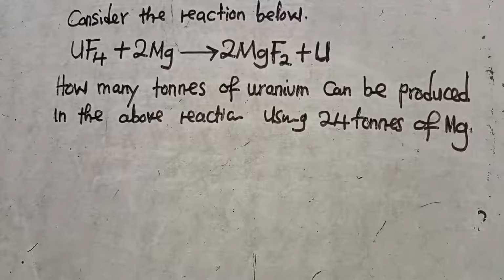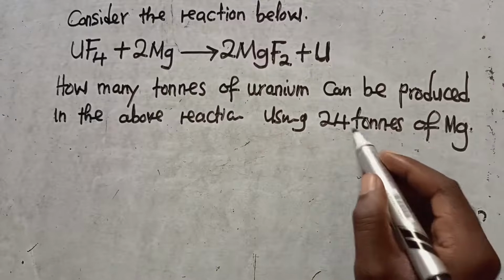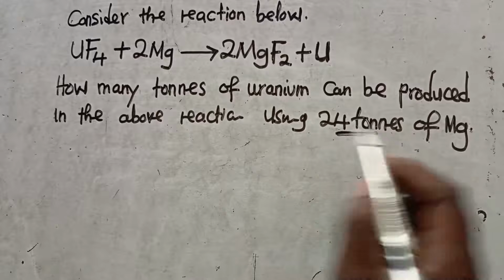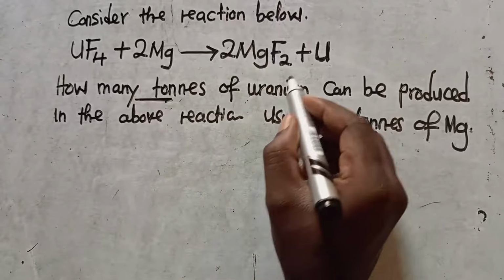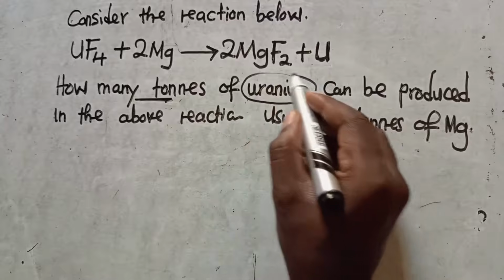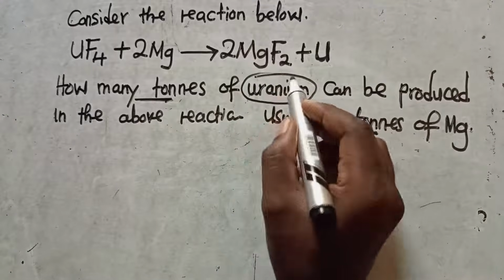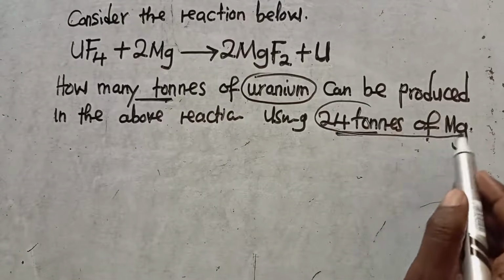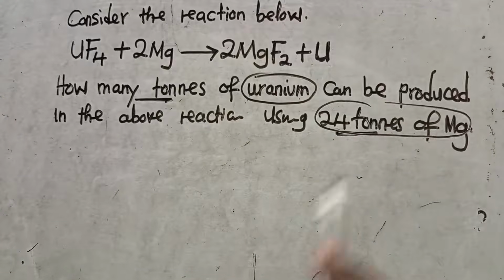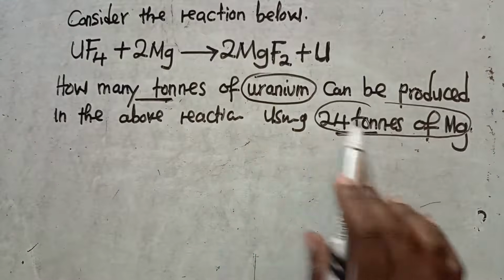You ask yourself, okay, I'm given tons, this is mass, and I'm told to find the mass. How then am I supposed to calculate this particular question? What they want me to find is the tons of uranium, given the 24 tons of magnesium. This is what I'm going to do. I'm just comparing these two.